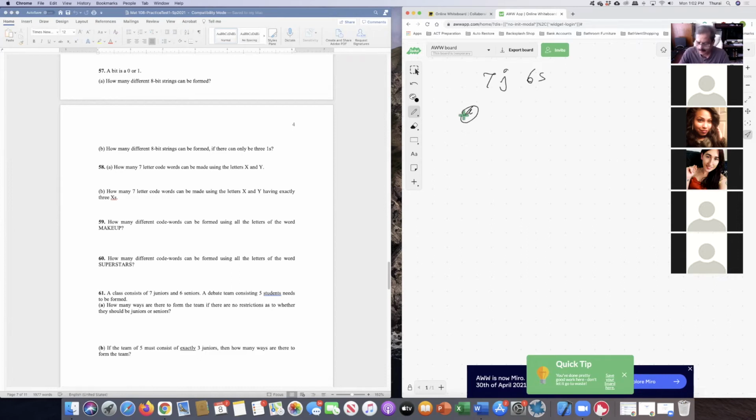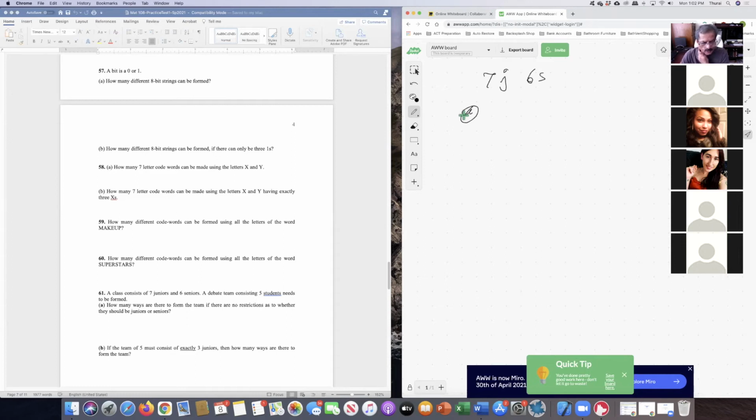So part A has no restriction. That means the 5 members can be any mix. The 5-student committee can contain all juniors, all seniors, or some juniors and seniors, it doesn't matter. So that means from all of the 13, since 7 plus 6 is 13, we need to select 5, any 5.